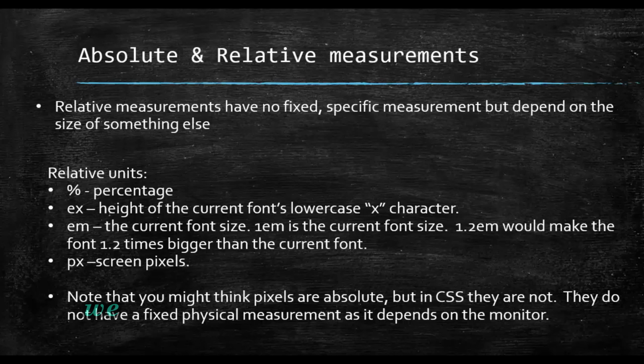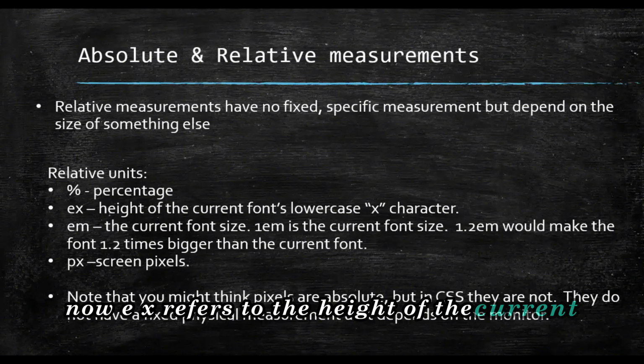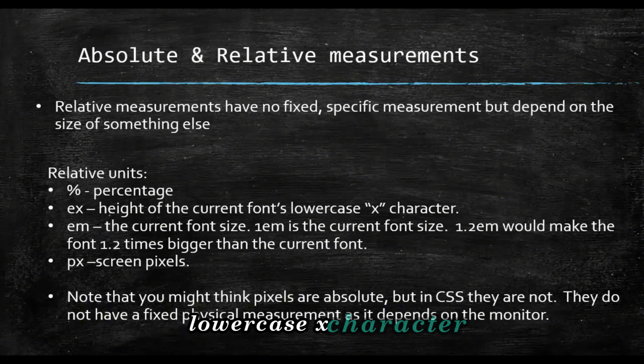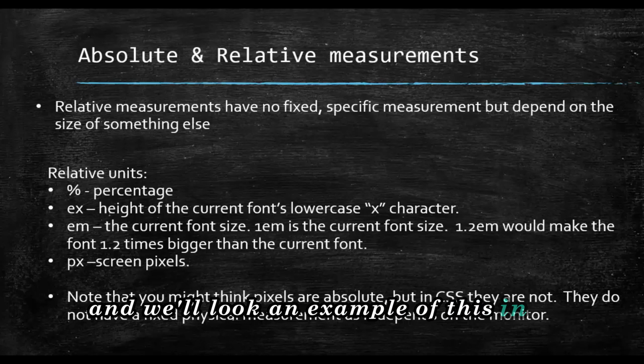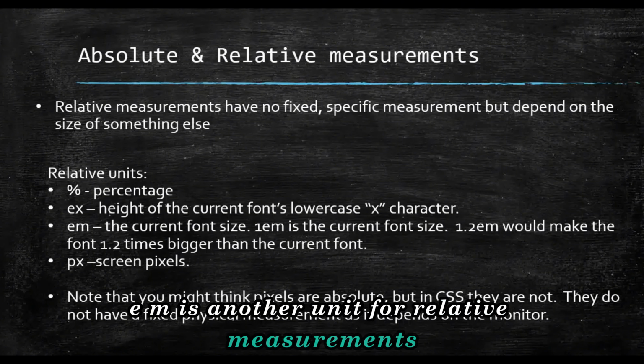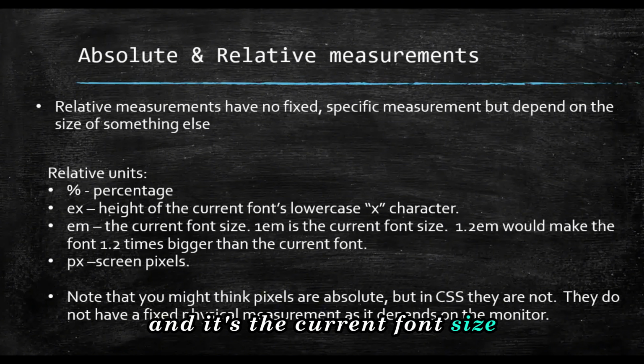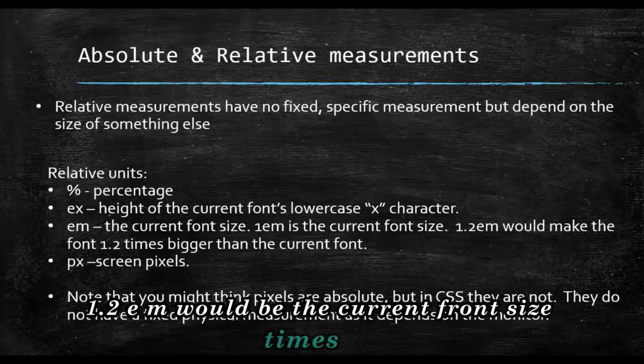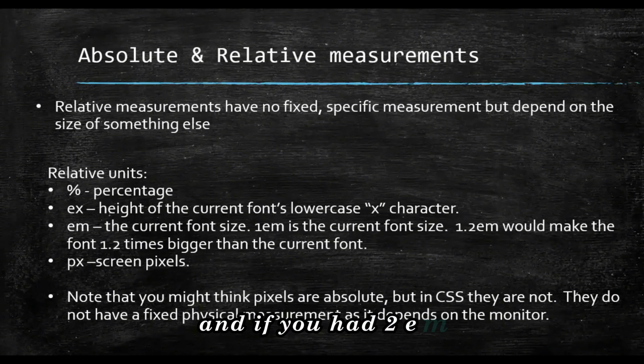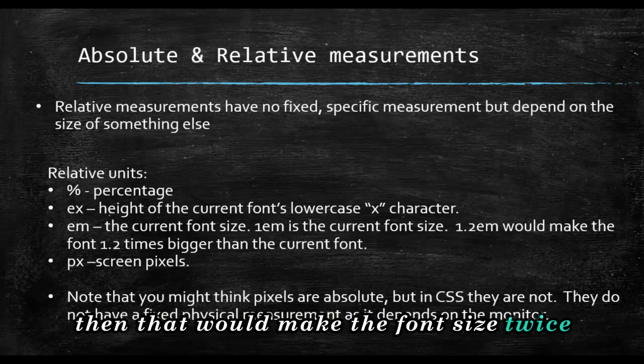But in CSS, we have 3 other ones that are also commonly used. The first one is EX. Now, EX refers to the height of the current font's lowercase x character. And we'll look at an example of this in a little while. EM is another unit for relative measurements, and it's the current font size. 1 EM is the current font size. 1.2 EM would be the current font size times 1.2. And if you had 2 EM, then that would make the font size twice the normal size.